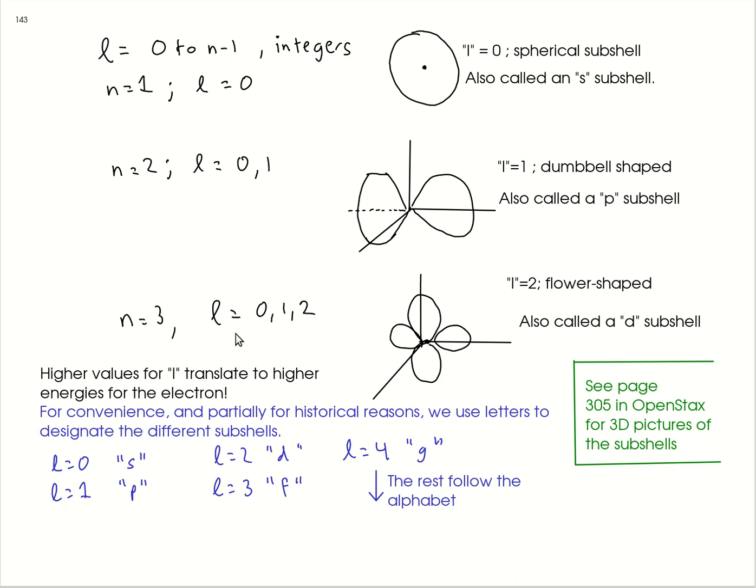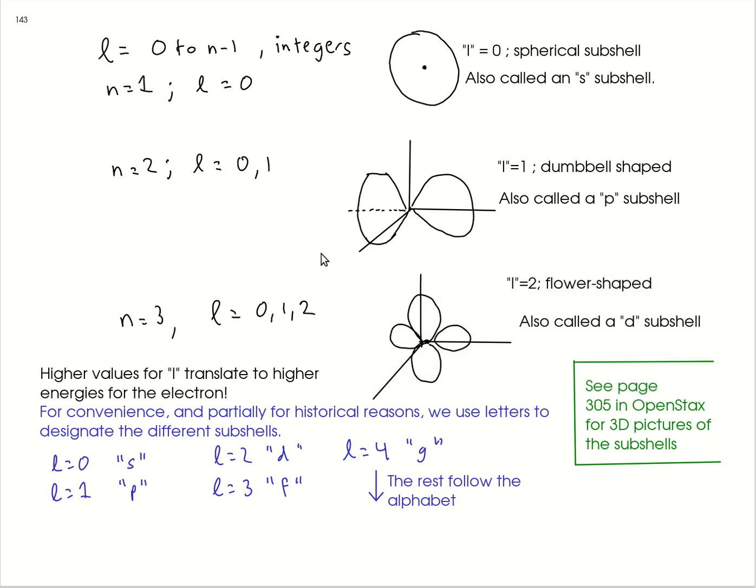N equals 3 has an L equals 0, an L equals 1, and an L equals 2 subshell. Now this one is kind of flower shaped. And again, this is not the electron just cutting donuts here in a parking lot. This is four lobes where the electron can possibly be.